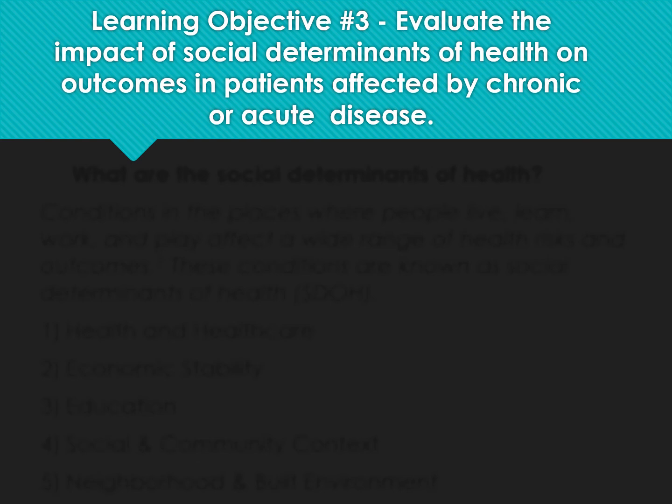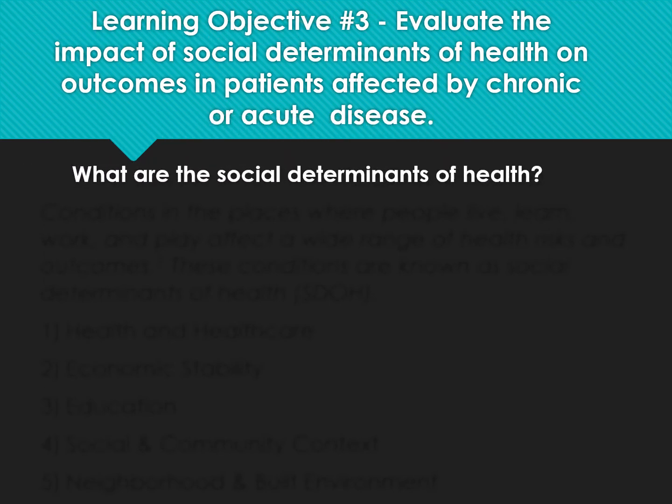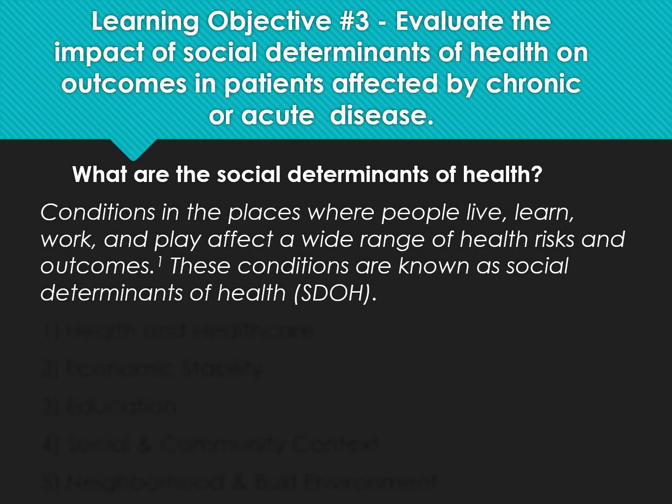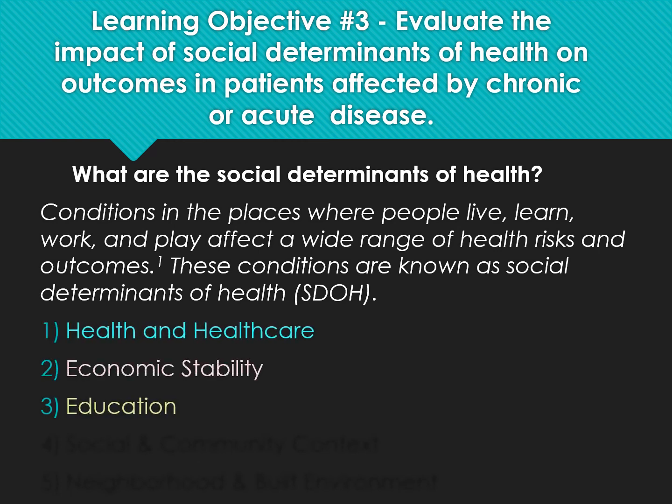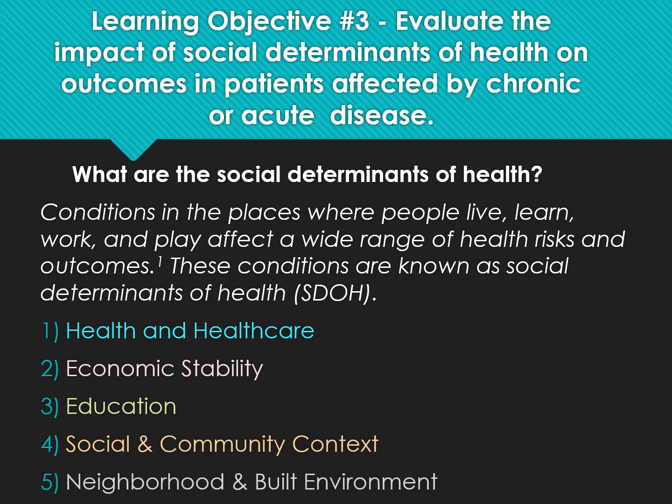Next up is learning objective number 3. What are the social determinants of health? Well, according to Healthy People 2030, social determinants of health are defined as conditions in the places where people live, learn, work, and play which affect a wide range of health risks and outcomes. These conditions are known as social determinants of health. There are 5 domains which I would recommend checking out on the Healthy People 2030 website. They are health and healthcare, economic stability, education, social and community context, and neighborhood and built environment. Each domain has specific variables that influence every individual's ability to access healthcare and the ability to maintain health.